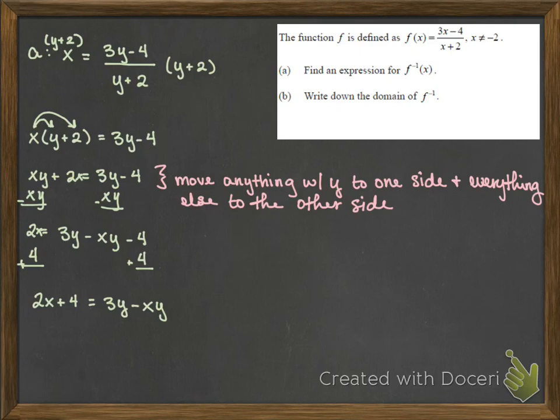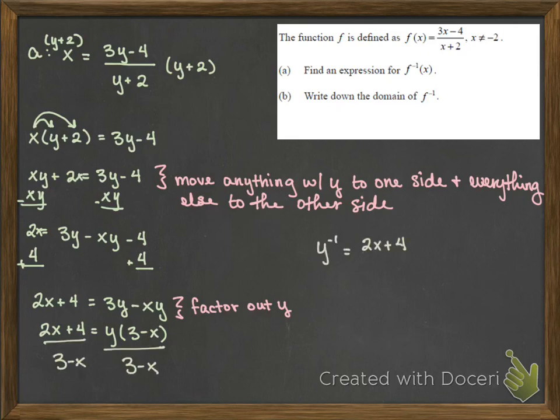So on the right-hand side, since both terms have y, we can factor out a y, and we have 2x plus 4 equals y times the quantity 3 minus x. So then our final step to get y by itself is to divide by 3 minus x. So our inverse will be 2x plus 4 divided by 3 minus x.